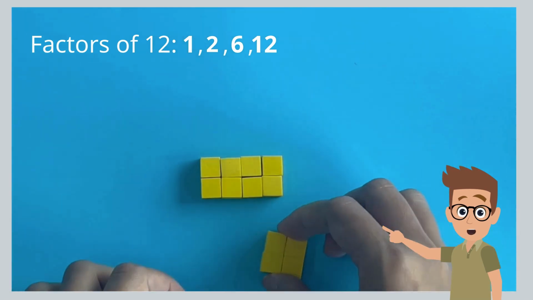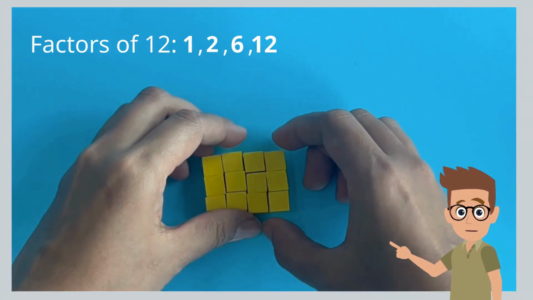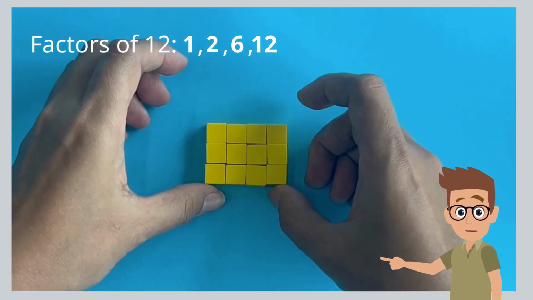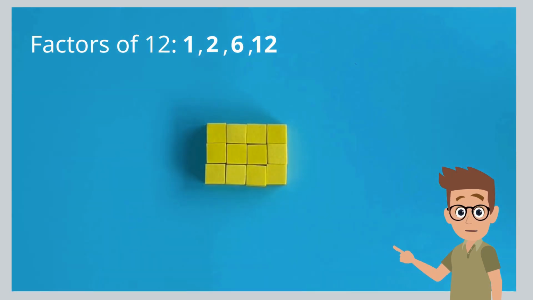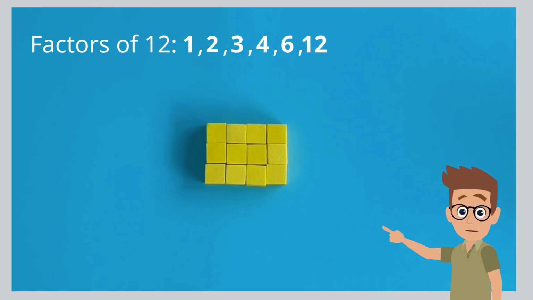Now, there is one more array we can form with 12 cubes. In this array, there are 3 rows and 4 columns. So, 3 and 4 are also factors of 12. The factors of 12 are 1, 2, 3, 4, 6, and 12.